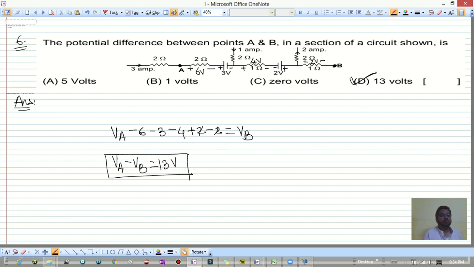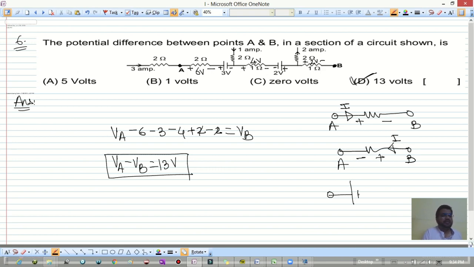Now here what you need to remember is, for a resistor, if current flows from A towards B, it is the A terminal positive, B terminal negative. But for a resistor, if current flows from B towards A, B is positive and A is negative. That you need to remember. And for a battery, the bigger terminal is always at higher potential and the smaller terminal is always at lower potential. So this you need to remember.